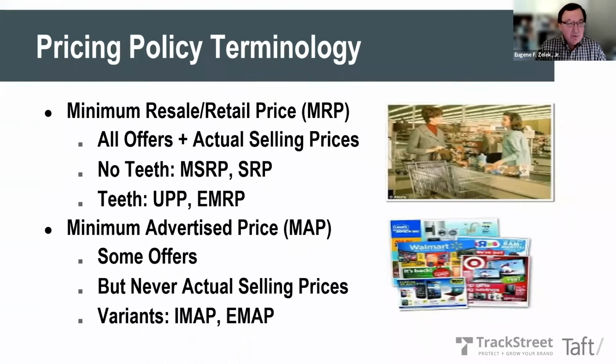So there's really two primary types. The first are minimum resale or retail price, what I call MRP. And whether you use resale or retail, it doesn't matter, it gets you to MRP. This is where the manufacturer has a policy that covers not only the price that's offered, but the actual selling price. Now, there are some terms that you hear now and then, like MSRP and SRP, which stand for manufacturer suggested resale price or suggested resale price, have no teeth.